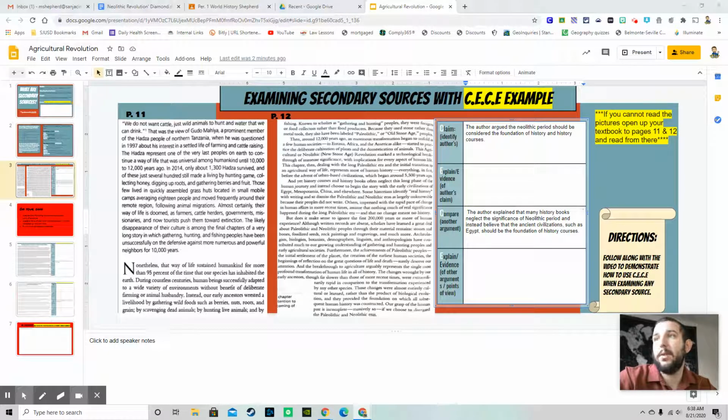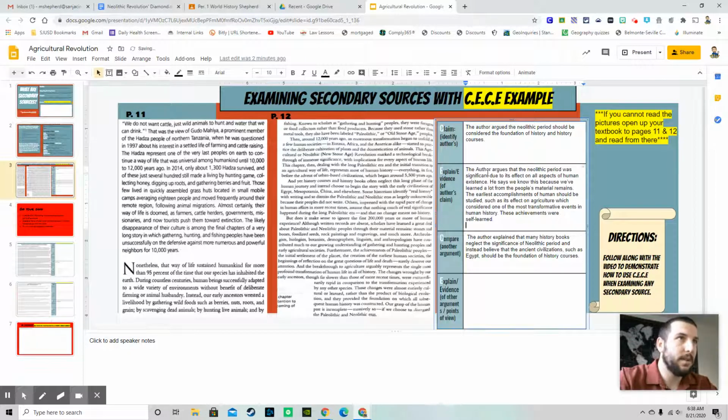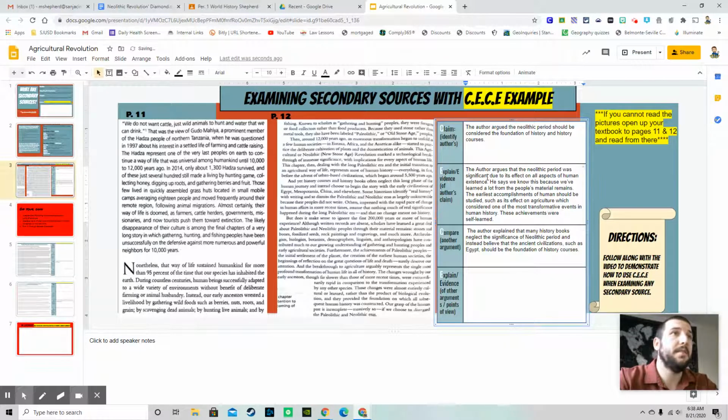So, what I wrote for the author's explanation for his claim. The author argues that the Neolithic period was significant due to its effects on all aspects of human existence. He says we know this because we've learned a lot from the people's material remains. The earliest accomplishments of the humans should be studied, such as its effect on agriculture, which is considered one of the most transformative events in human history. These achievements were self-learned. Okay, that's his explanation for his claim.